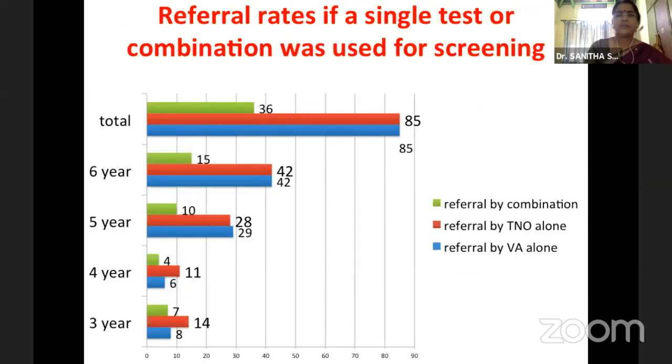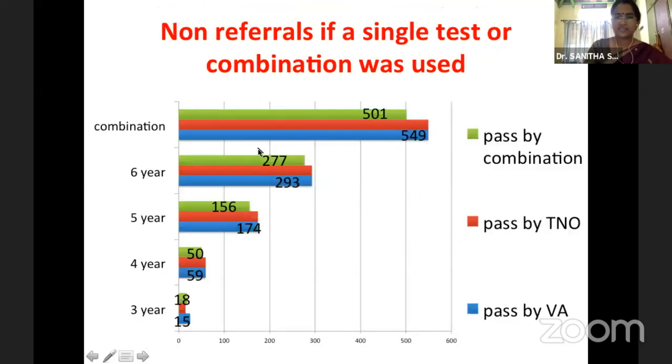So we also tried to compare the referral rates. What would be the referral rates if a combination of tests was used? As we have imagined, the combination was definitely better, but referral was better with TNO in the 3 years and 4 years, and equivocal in 5 years and 6 years.